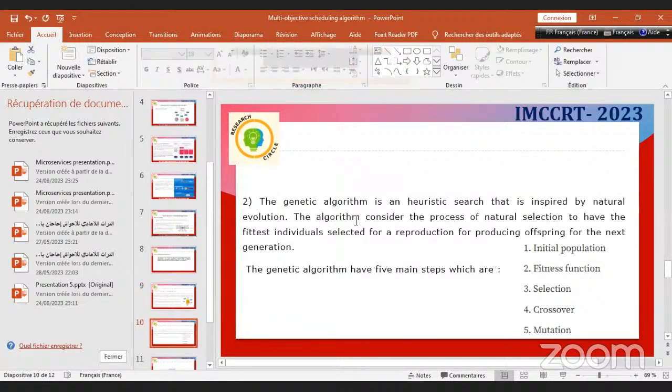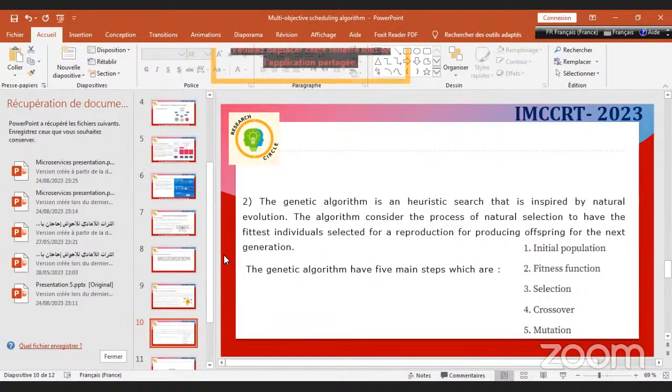The second algorithm is the genetic algorithm, which is a heuristic search inspired by natural evolution. The algorithm considers the process of natural selection to have the fittest individuals selected for reproduction for producing offspring for the next generation. The genetic algorithm has five main steps, which are initial population, fitness function, selection, crossover, and mutation.